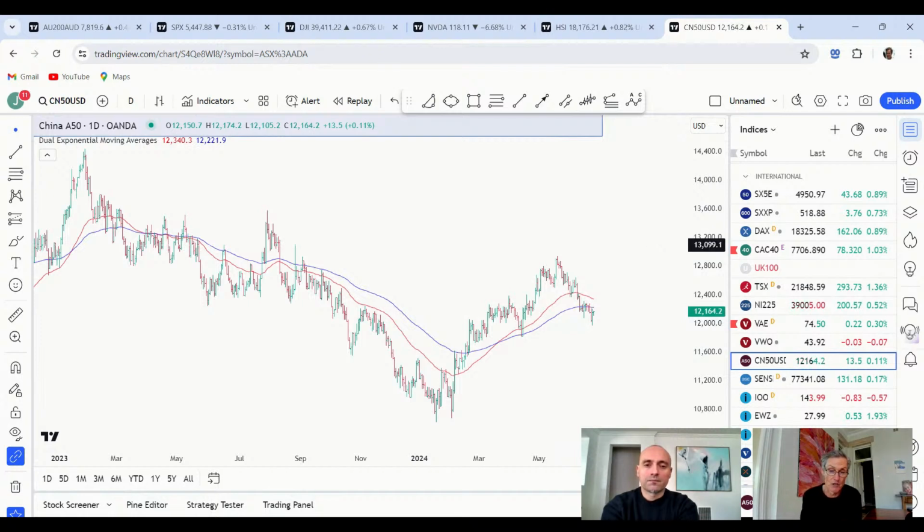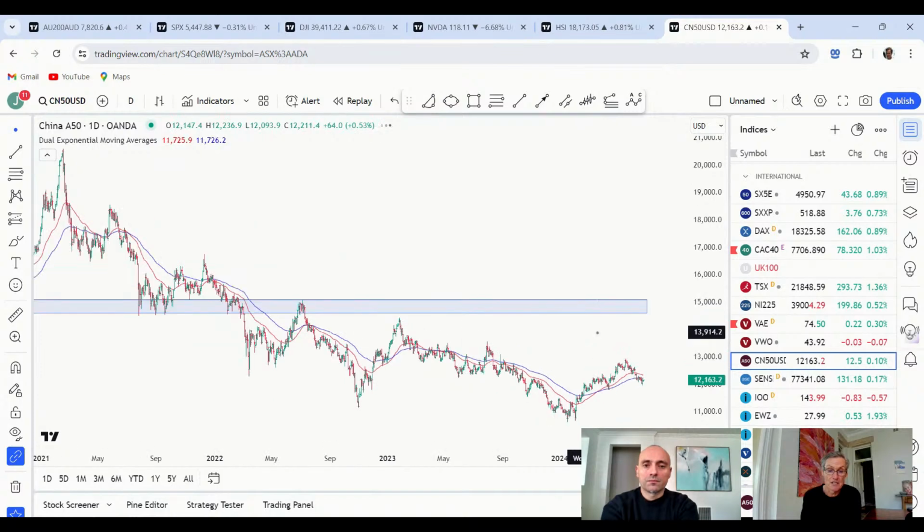If I was in it, it's still a case of letting it run, wide trailing stop. It's still an interesting one, which we could still see some upside in. But yeah, let's just see whether it can stabilise around current levels. Yeah, fantastic. So we're waiting on the Hong Kong and Chinese markets at the moment.